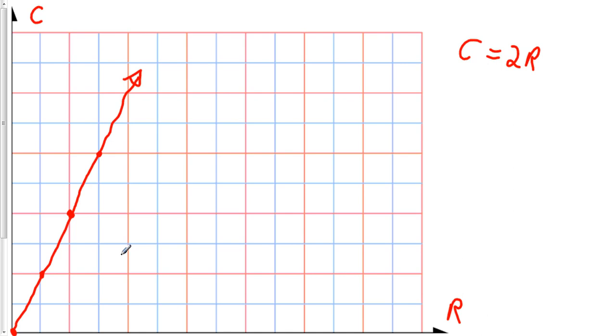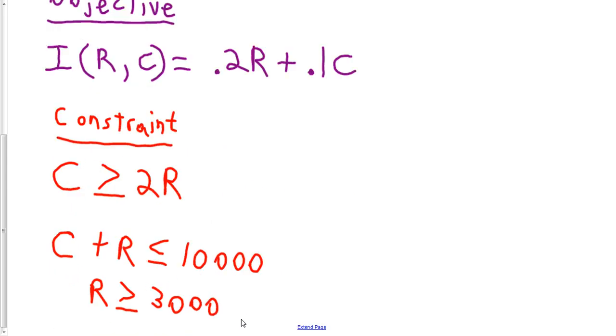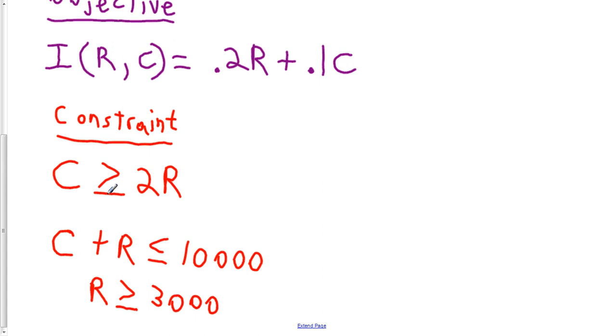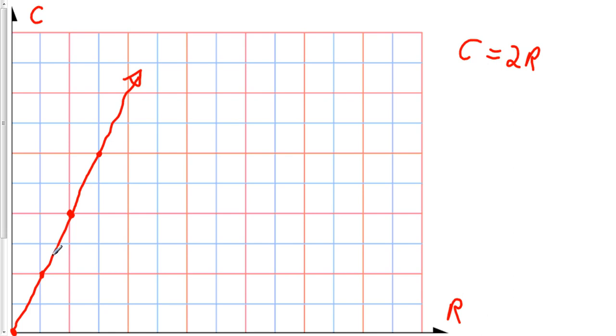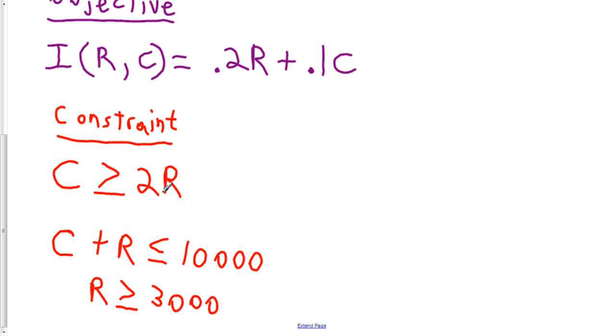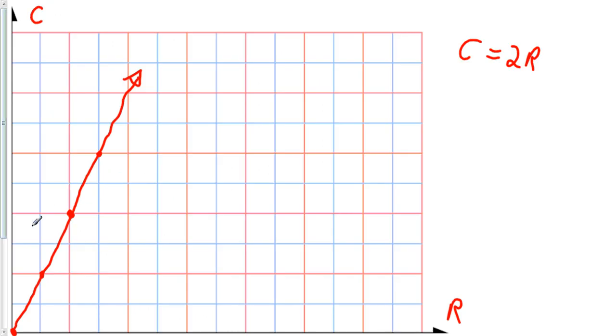So the shading, well, let's see. The shading says that C has to be greater than or equal to 2R, which means that the value of C has to be higher than the values on this line, which implies that I would be shading above the line. If you want to, you can choose test points. For instance, if you choose this test point right here, which would be 1, 4, and plug it into this inequality, 1 for R, 4 for C, you get 4 is greater than or equal to 2 times 1, or 4 is greater than or equal to 2, which is a true statement, which also implies that we would be shading above.